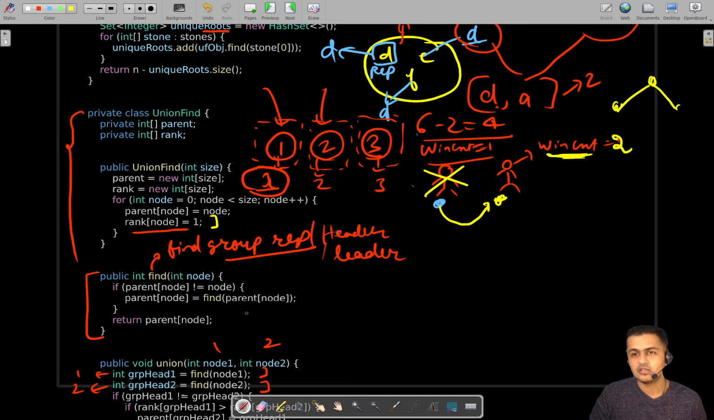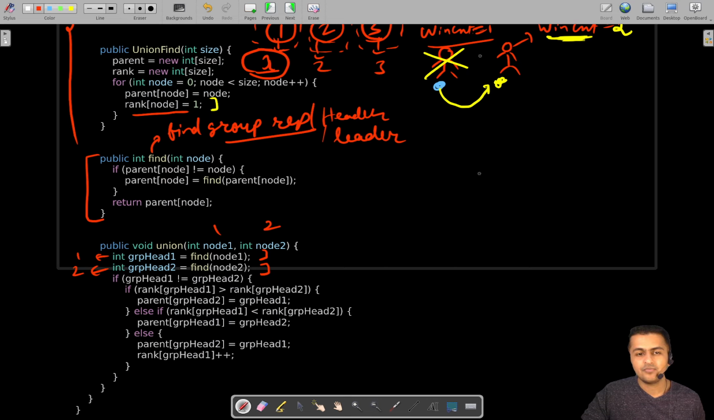You can see this as a tree-like structure where the root is the group leader, and the children are just their followers, or the non-leader persons in the group. We want to keep this tree as flat as possible in order to reduce the time complexity. You will find more in depth in the articles link that I have provided for this particular implementation and data structure. So in a way it is happening like that only.